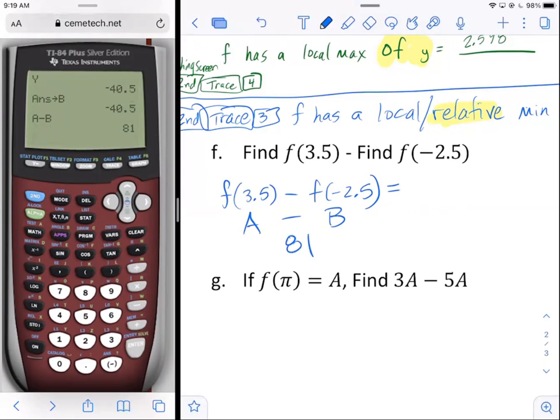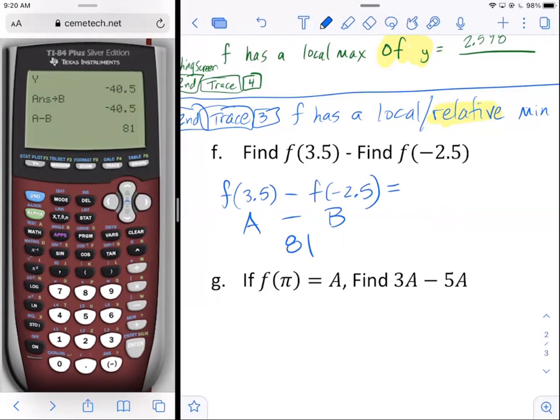So that's how you store values from the home screen. Now, did you have to do it like that on this problem? No, because they were terminating decimals. 40.5 minus -40.5 is 40.5 plus 40.5. But if they end up being funky decimals, you don't even have to write down the 3 decimals there if you store it as A, okay?